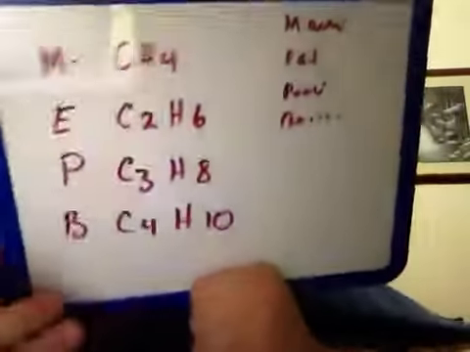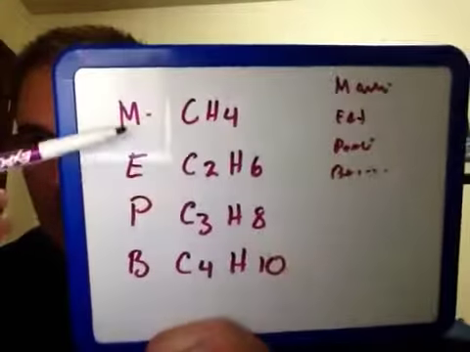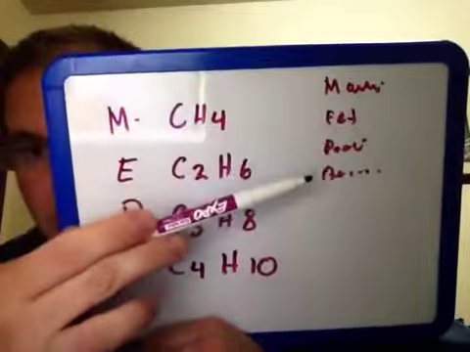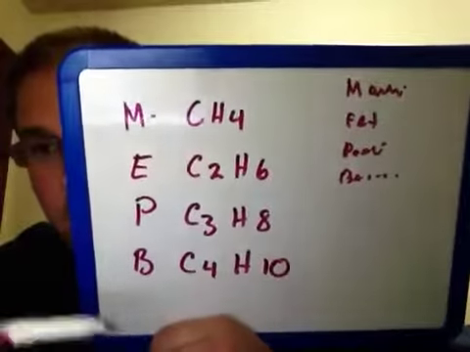1 carbon, 2 carbon, 3 carbon, 4 carbon. Monkeys eat peeled bananas. Those are the first 4 of the alkanes: methane, ethane, propane, butane. Every time I add a carbon, I add 2 more hydrogens, right? CH4 is methane, 1 carbon. And then I move to ethane, C2H6. I go from 4 to 6. And then propane, C3H8. C4H10, we talk about butane.